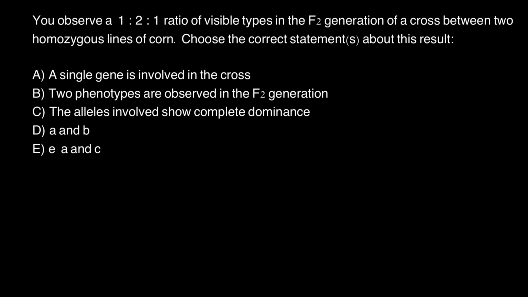You observe a 1 to 2 to 1 ratio of visible types in the F2 generation of a cross between two homozygous lines of corn. Choose the correct statements about this result. And here is the variance of the answers.